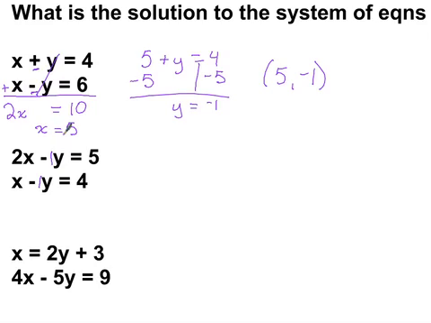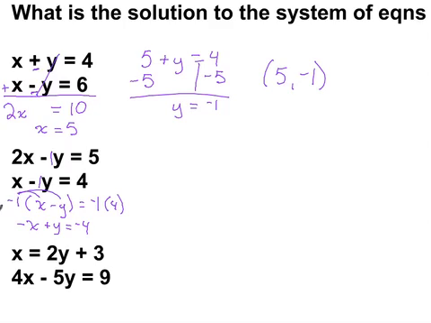Well, I'm going to go for the bottom one. It looks simpler. There aren't as many numbers there. So I'm going to take it and rewrite it as a negative 1 times x minus y is equal to a negative 1 times the 4. And I do my distribution, and I get that negative x plus y is equal to a negative 4.